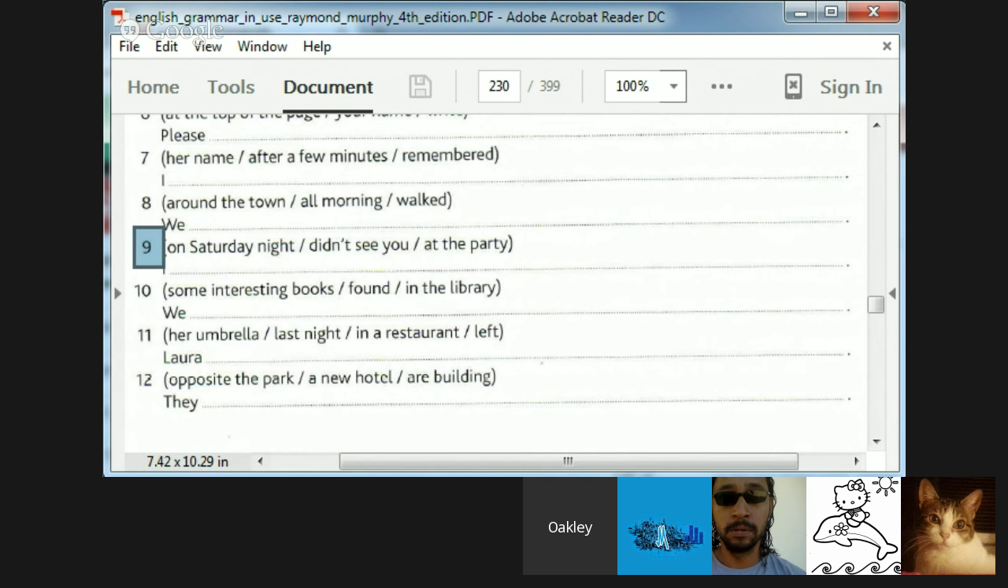Great. You guys have got this. Carolina, number 9. I didn't see you at the party on Saturday night. Okay, very good. Number 10, Mustafa. Some interesting books found and in the library. We found some interesting books in the library. Oh, good for you. Or in the library we found some interesting books.